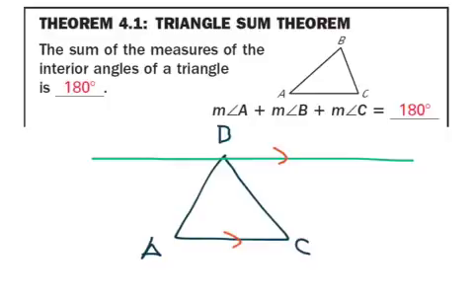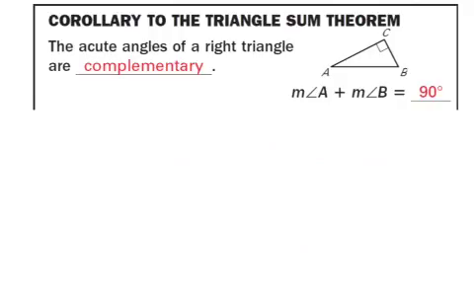Now, if we treat sides AB and BC as transversals, then we have some alternate interior angles. We know that these two angles are congruent. We know that these two angles are congruent. The third angle of the triangle there completes our 180 degrees for that straight line. So again, all three angles add up to 180 degrees.